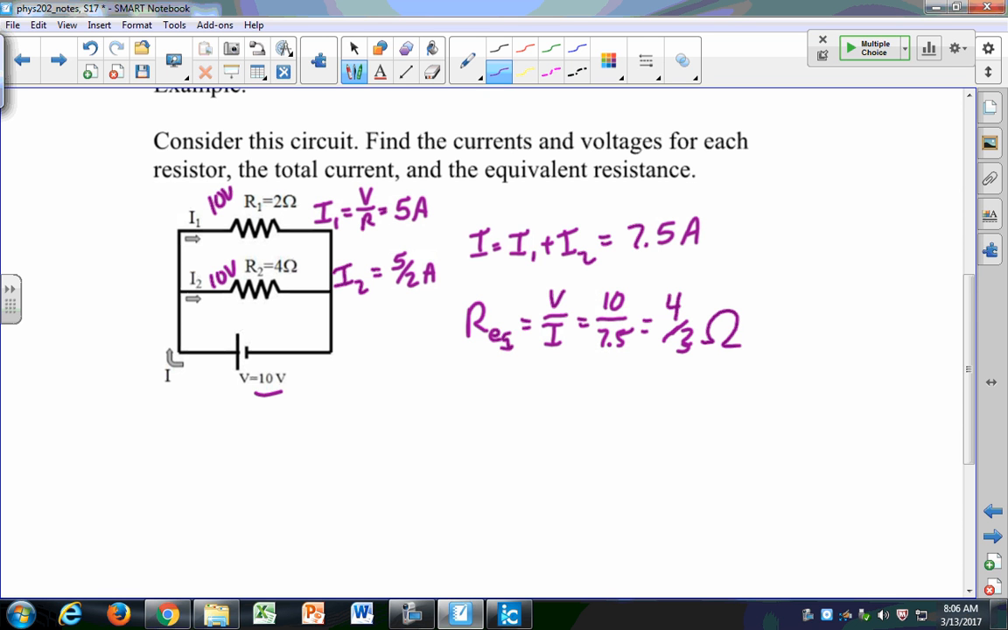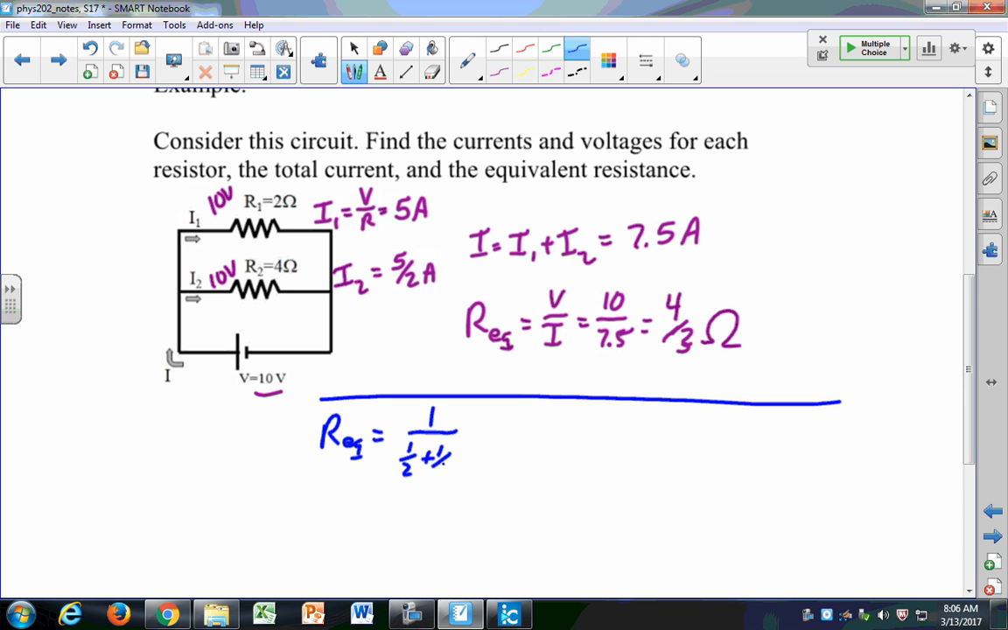Let me show you a just as valid way. At first you can find the equivalent resistance. The equivalent resistance is 1 over a half plus a fourth. That's 1 over 2/4 plus a fourth, which is 3/4, which works out to be 4/3 ohms. Notice this jives with what I found by Ohm's law.